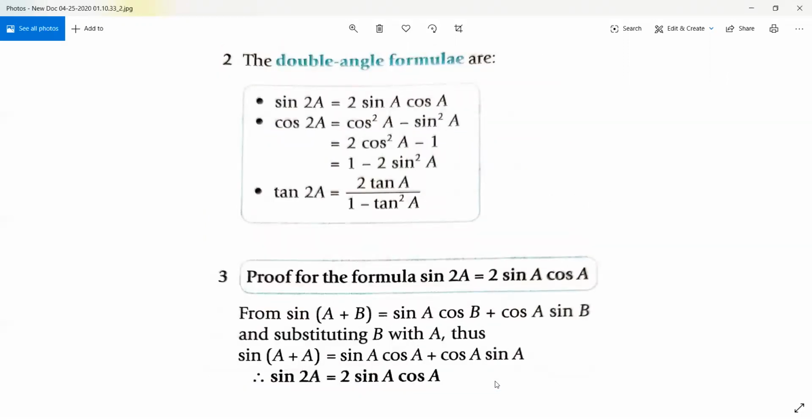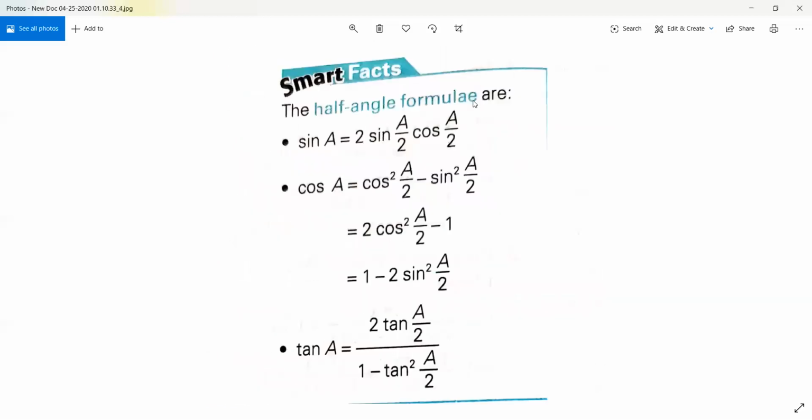Next, let's see the double angle formula. Sine 2A is 2 sine A cos A. Cos 2A can be cos square A minus sine square A, can also be 2 cos square A minus 1, can also be 1 minus 2 sine square A. Tangent 2A is 2 tangent A over 1 minus tangent square A. Okay, you don't have to see the proof. You only have to memorize this.